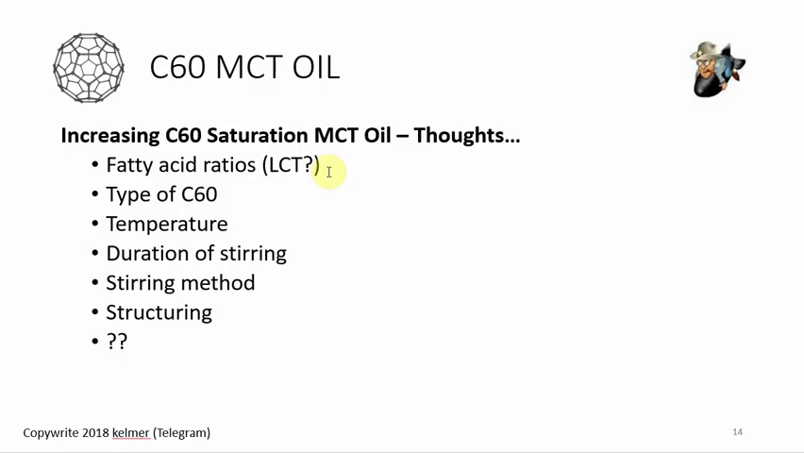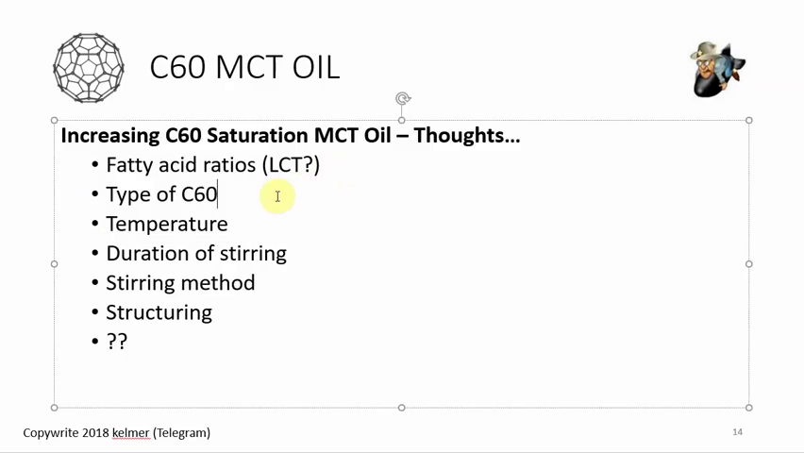And to see if you can get a higher saturation of C60 to increase the amount of C60 that MCT will hold, and also too the type of C60, whether it's sublimed, regular, powdered, sublimed powdered, or pulverized. It comes in different forms. So that could be a factor.